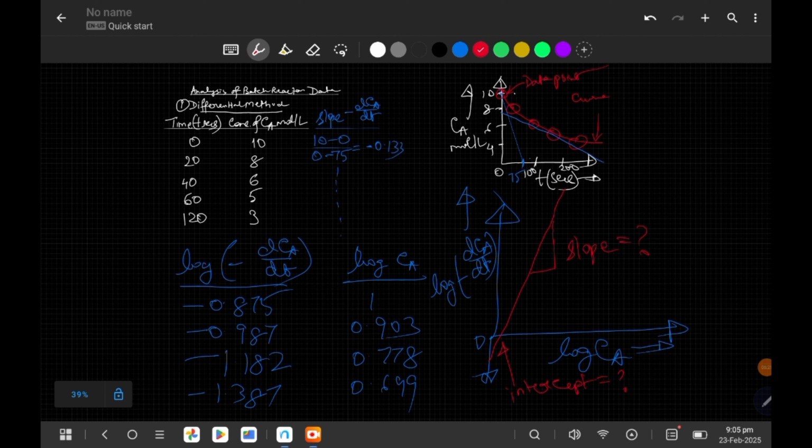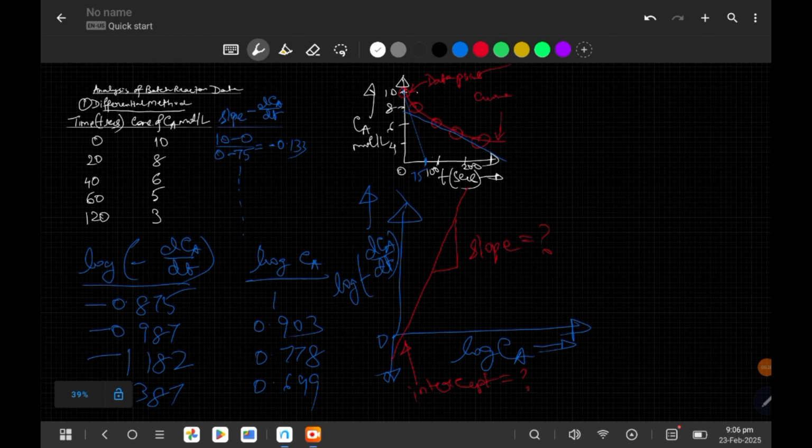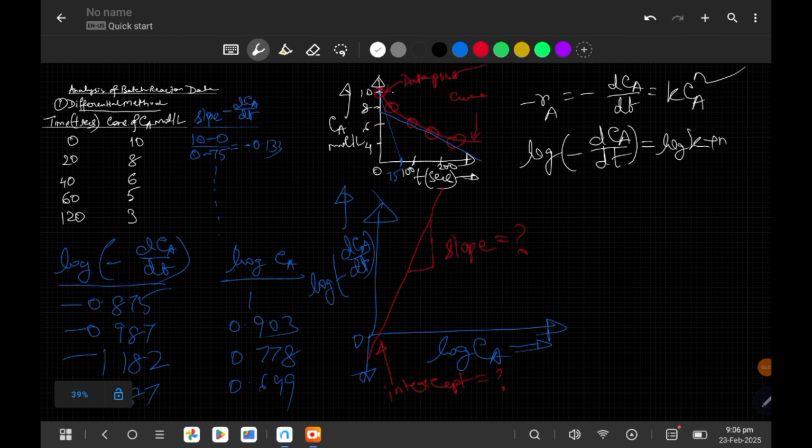So suppose we take the rate equation for nth order kinetics. It is given as minus rA is equal to minus dCa/dt is equal to k into Ca to the power of n. So if we take log both sides, log of minus dCa/dt is equal to log k plus n log Ca. So this is very important.